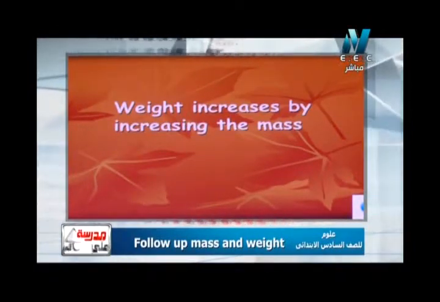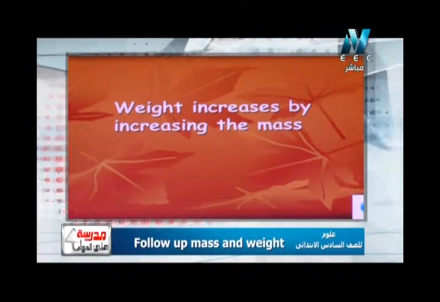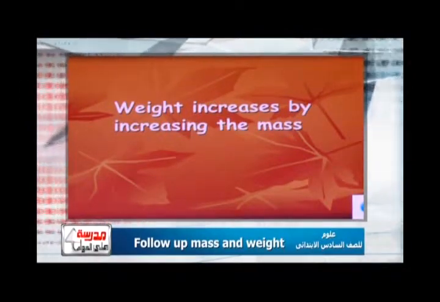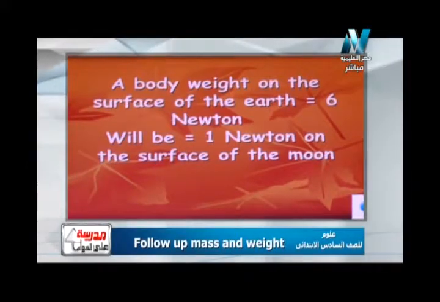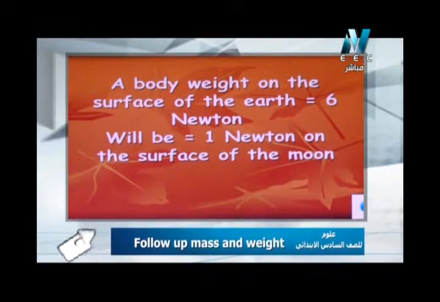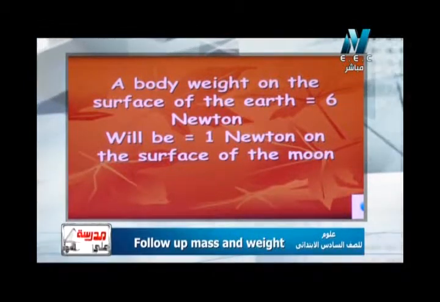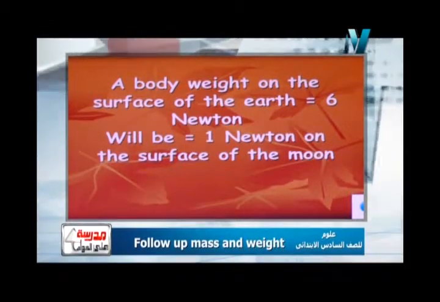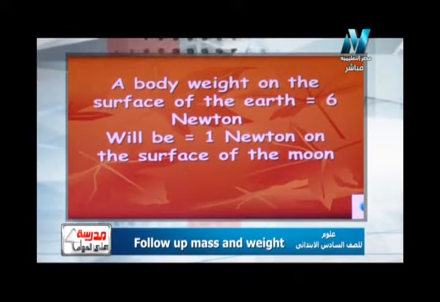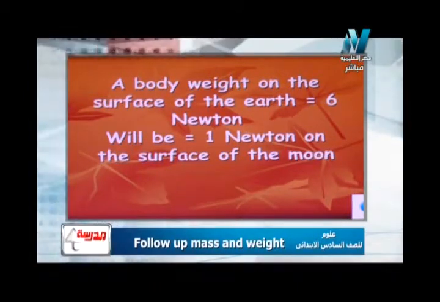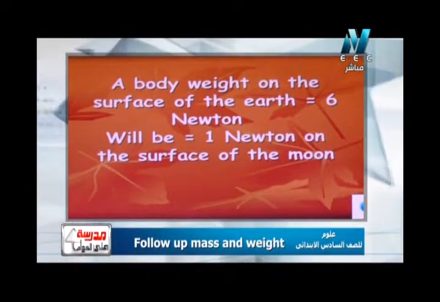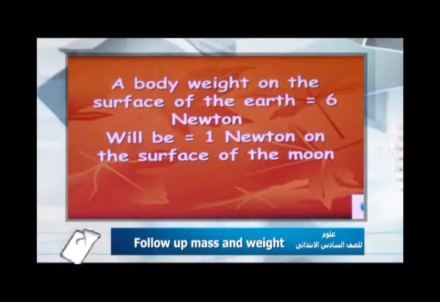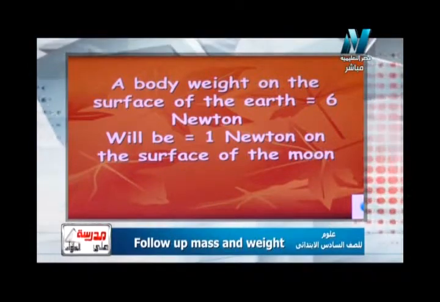Weight increases by increasing its mass. Again, the relation between them is directly proportional. And we have an example like that. A body weighs on the surface of the earth 6 Newton. So what do we expect its weight on the moon? Surely its weight on the moon will decrease. So its weight on the moon will be 1 Newton on the surface of the moon. Again وزن الجسم على الأرض كان 6 نيوتن، لكن وزنه على القمر كان 1 نيوتن بس.